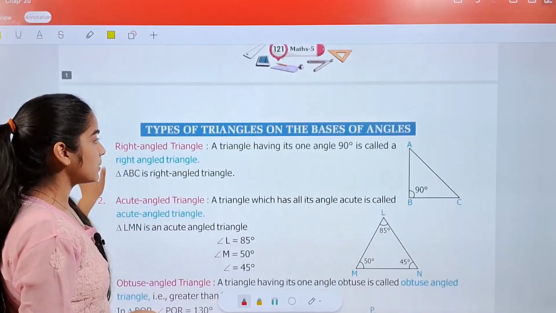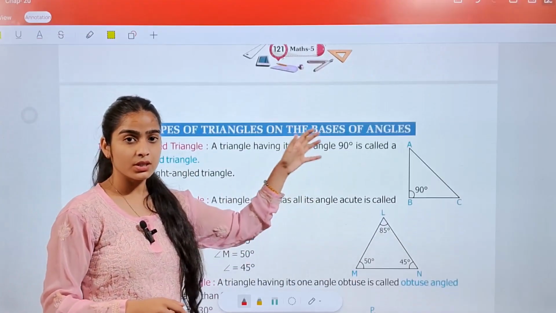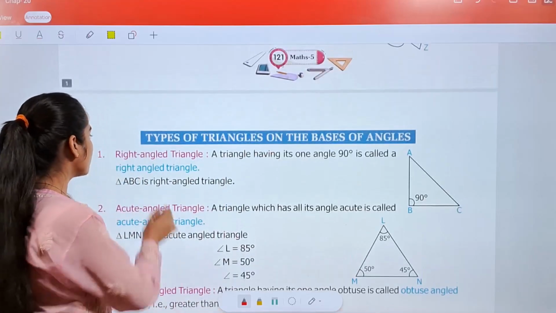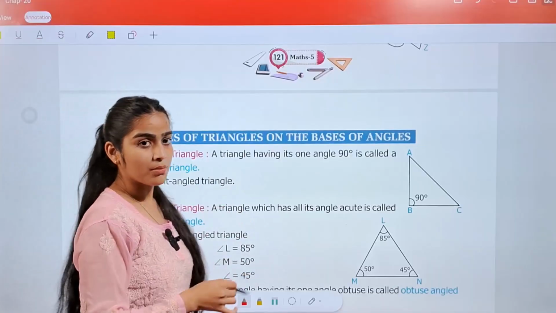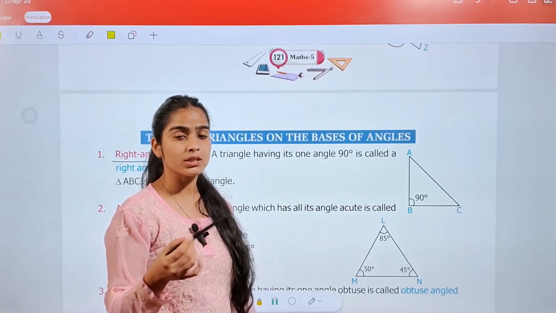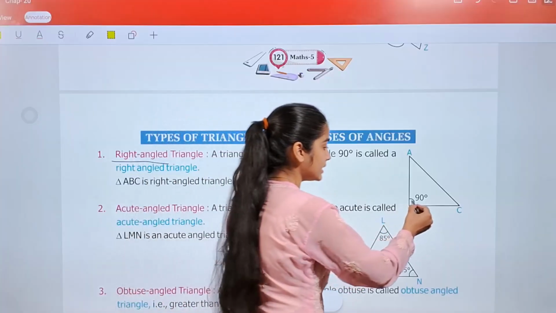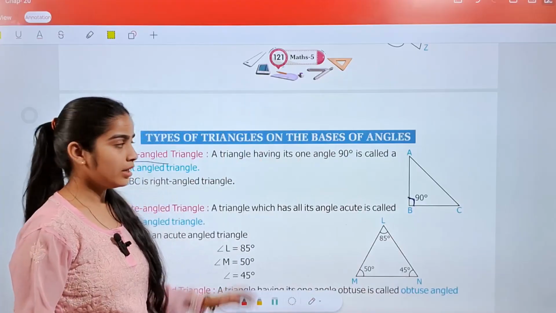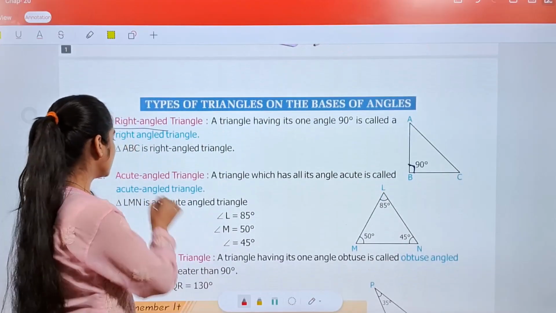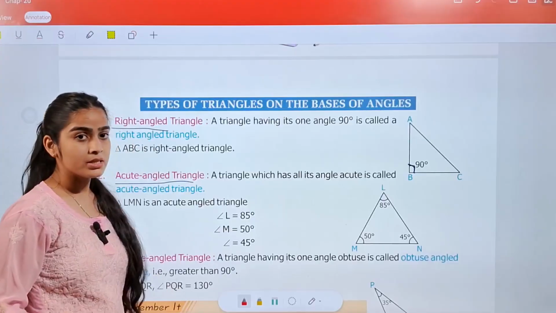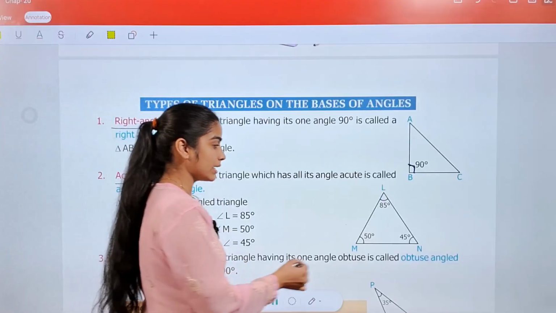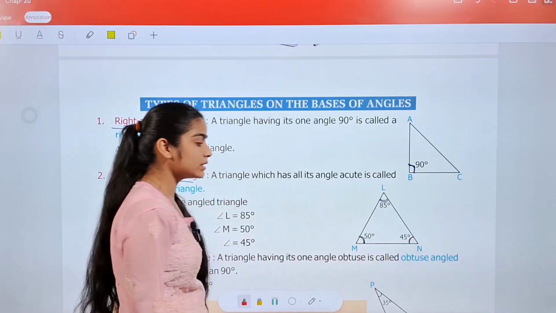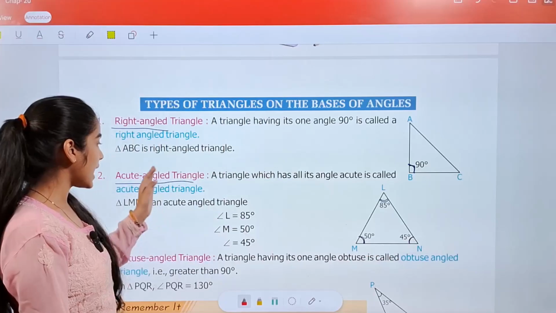Now we are talking about the types of triangles on the basis of their angles. In this we only focus on the angle part. First one we have is the right angle triangle. In our previous chapter we already learnt what a right angle is. A right angle is a 90-degree angle. So a triangle which has a 90-degree angle is referred to as a right angle triangle. Then the acute angle triangle means a triangle whose angles are all less than 90 degrees, like 85, 50, 45, all less than 90 degrees. It means it is an acute angle triangle.